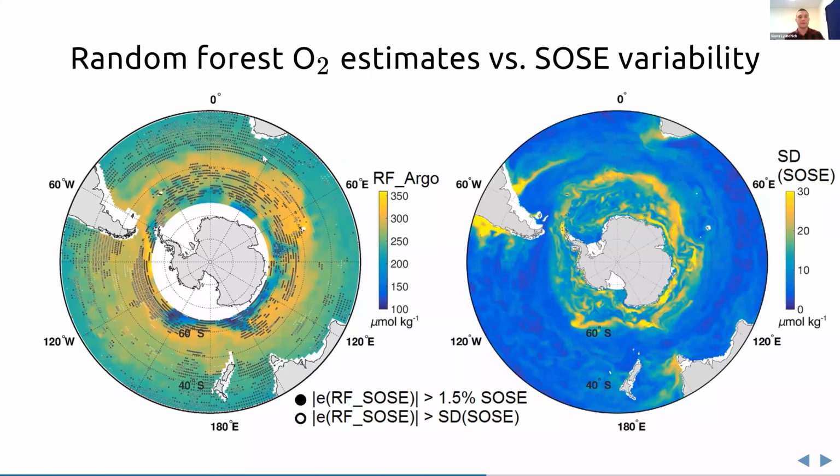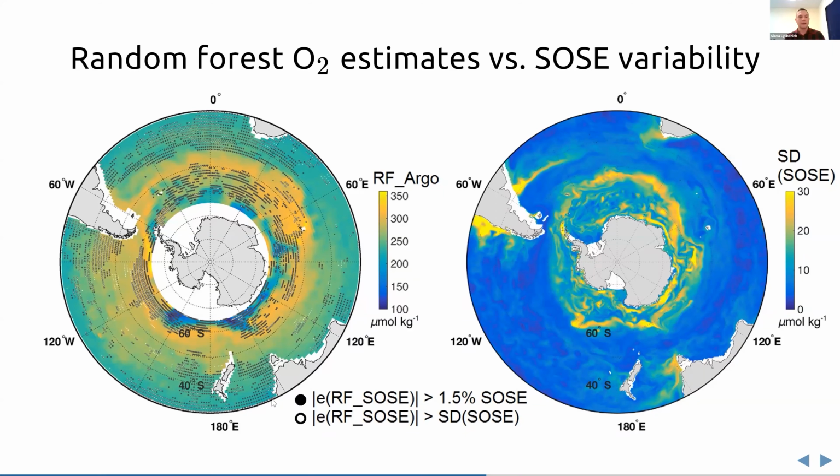So these were the results. In the left map, the color shows the predicted concentrations of oxygen using Argo floats. The dark dots denote locations where the random forest, which was run specifically on SOSE data, had a relative error above 1.5%. The threshold was suggested by oceanographers. To me, it's relatively low, so it's a relatively conservative estimate of the error. That's why we have many dots here.